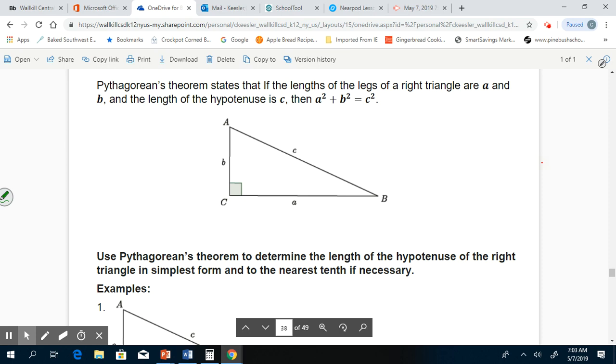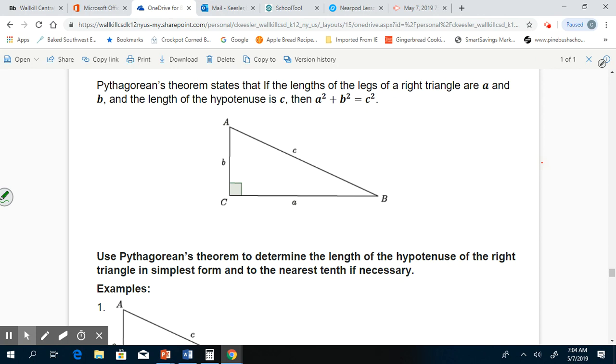So yesterday you worked with Pythagorean theorem to determine if any side lengths that are given for a triangle would make the triangle a right triangle. Today we're going to be given right triangles only, and we're going to be using Pythagorean theorem to find the hypotenuse that's not given in the right triangle.